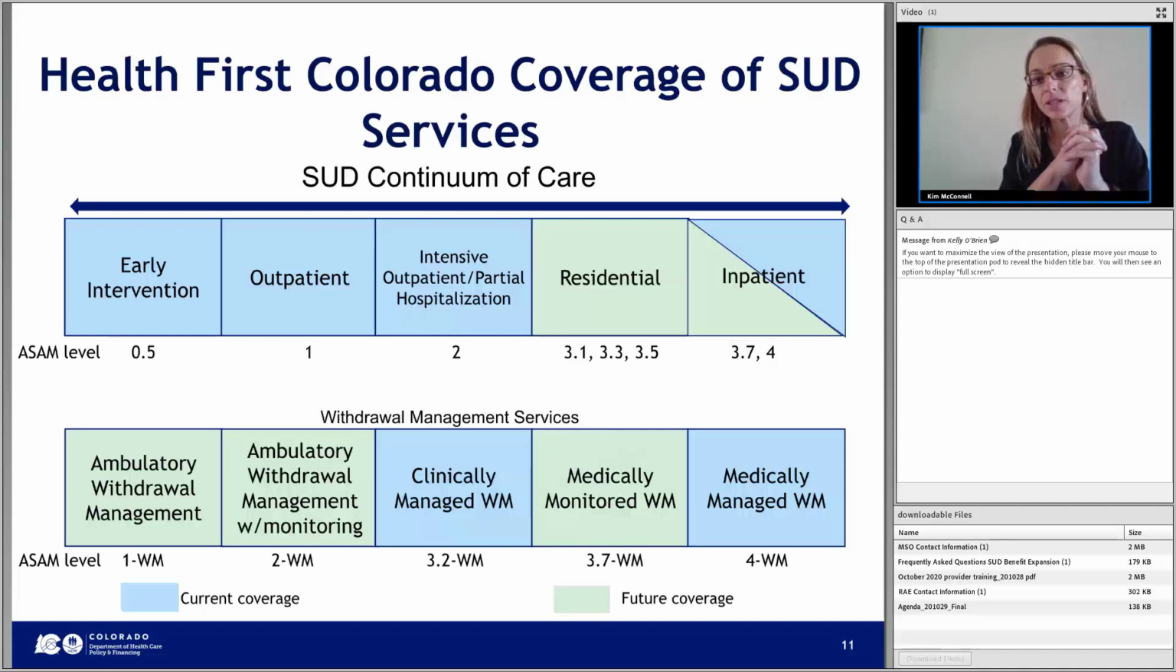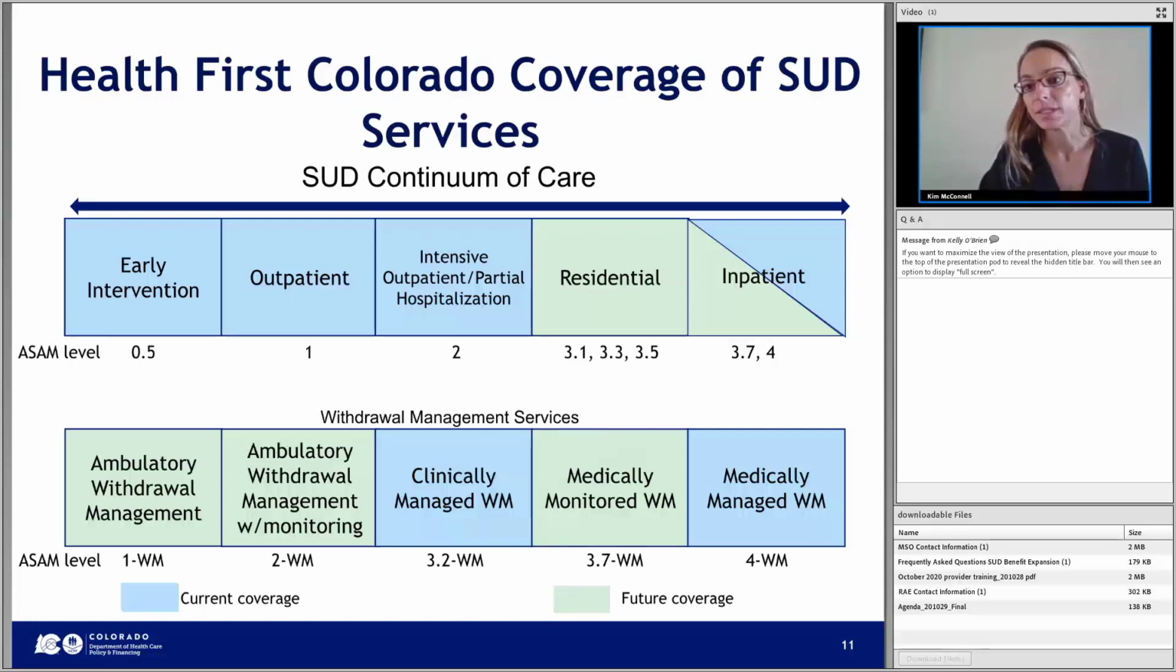You can see the inpatient level of care is 3.7 and 4 as defined by ASAM. We don't currently reimburse for level 3.7 services. That's one of the things that's being added. And then finally, the level 4 services are currently covered through physical health benefit, and that won't change. So that will continue just as it is.